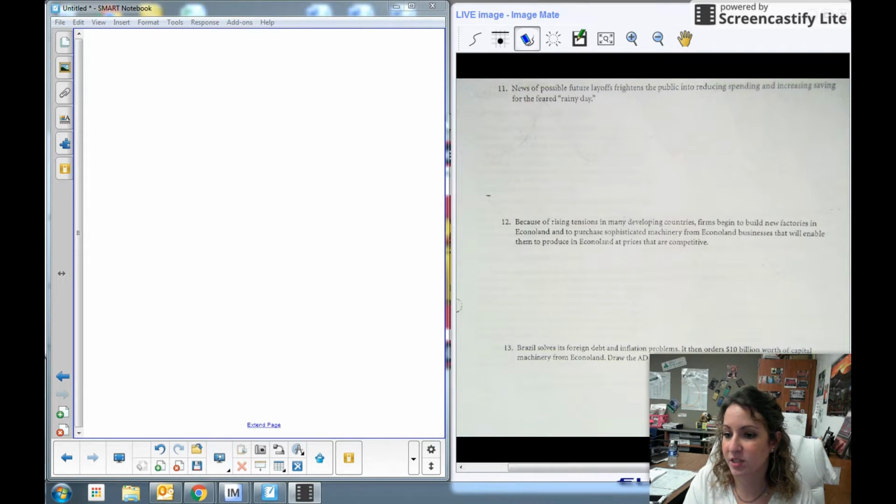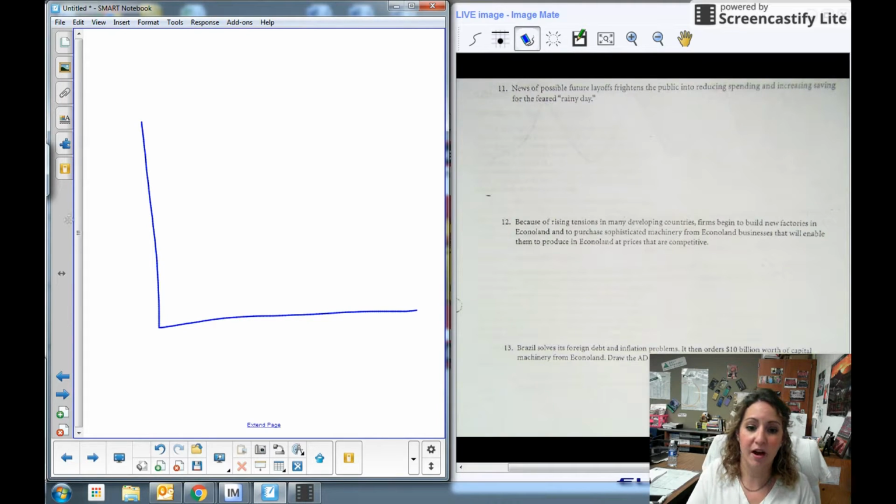So number 12 says, because of rising tensions in many developing countries, firms began to build new factories in Ecoland and to purchase sophisticated machinery from Ecoland businesses that will enable them to produce in Ecoland at prices that are competitive. Basically, it is a lot of words for just saying that there's new factories and they're producing more. New machinery, new factories, and they can produce more. So on our aggregate supply and demand graph, that is going to affect short-run aggregate supply.